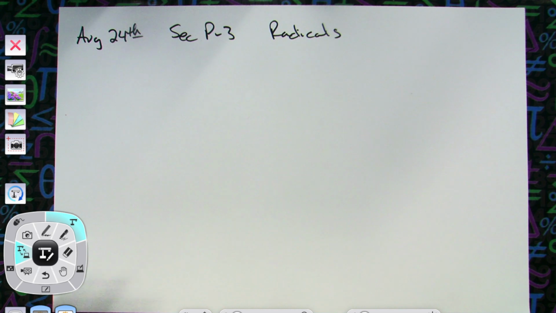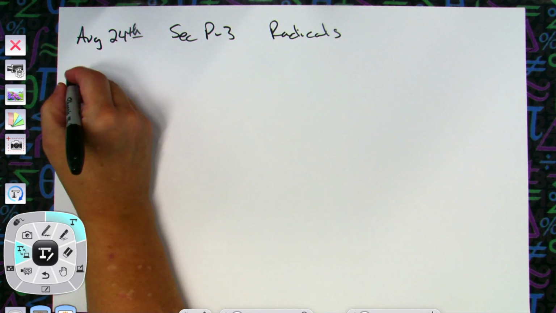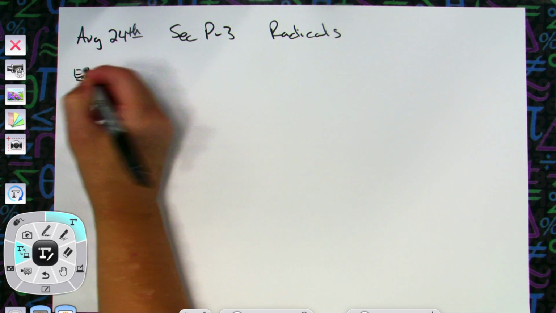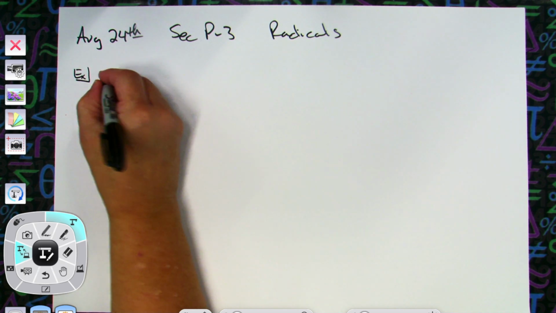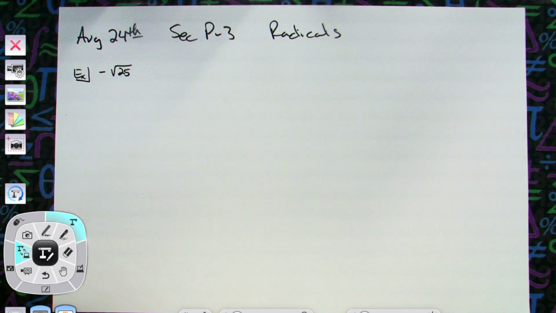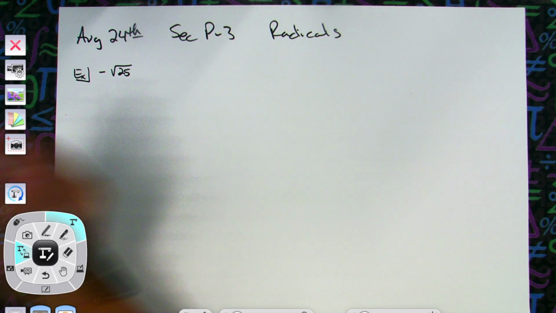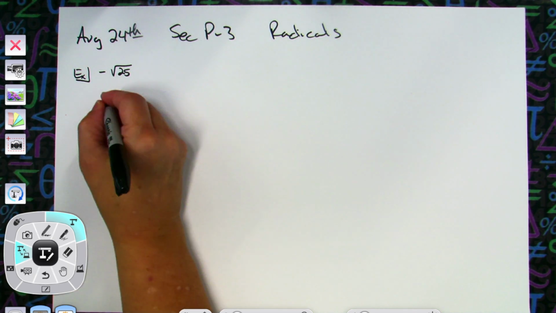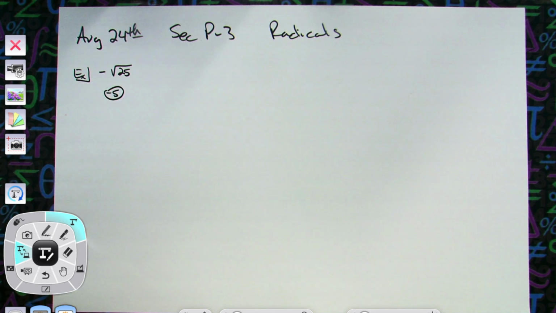To begin with, they are going to start you out with the very basics, like can you do something like negative square root 25? They just want you to be able to do simple square roots and then know how to handle a negative in front of that. So that one's pretty simple. We know that one's going to be negative 5.